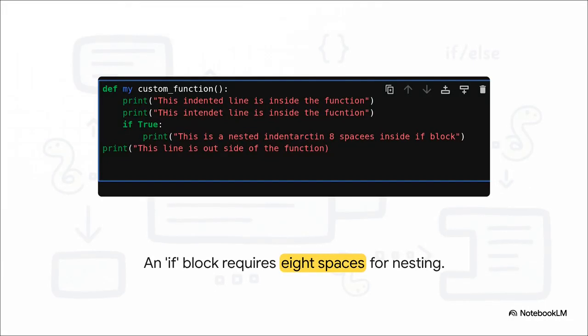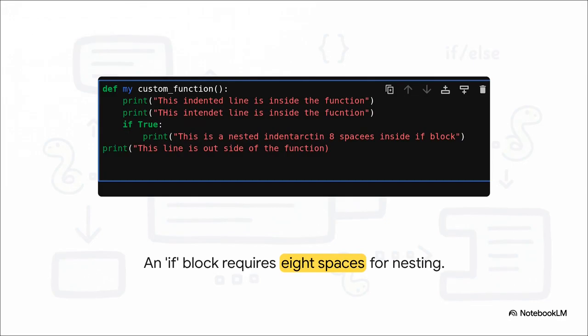Take a look here. We have our main myCustom function at the top. The first 2 print statements inside are indented with 4 spaces. Then we have an if true block, which is also sitting at 4 spaces because it's living inside the main function. But look at the print statement right underneath that if block. It explicitly says it's a nested indentation 8 spaces inside the if block. And it literally is. It's pushed right by 8 full spaces. The first 4 register it to the function folder, and the next 4 place it securely inside the conditional if folder itself.